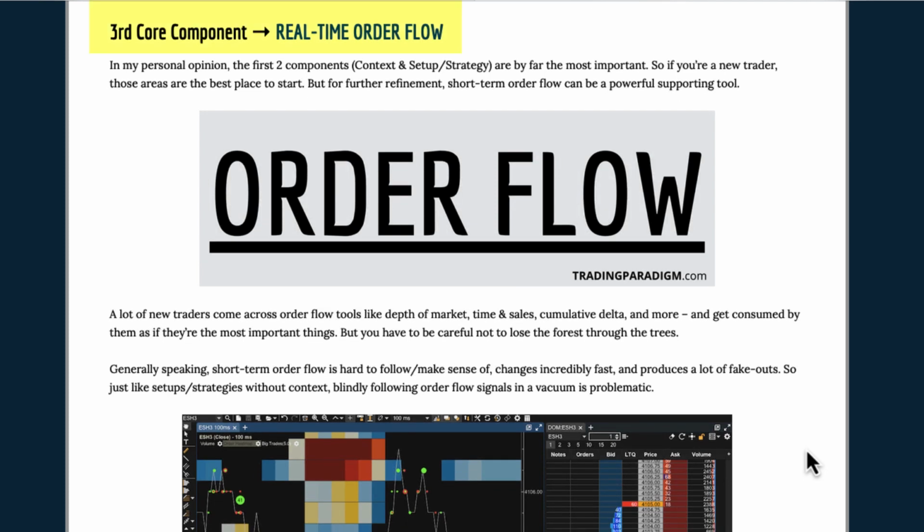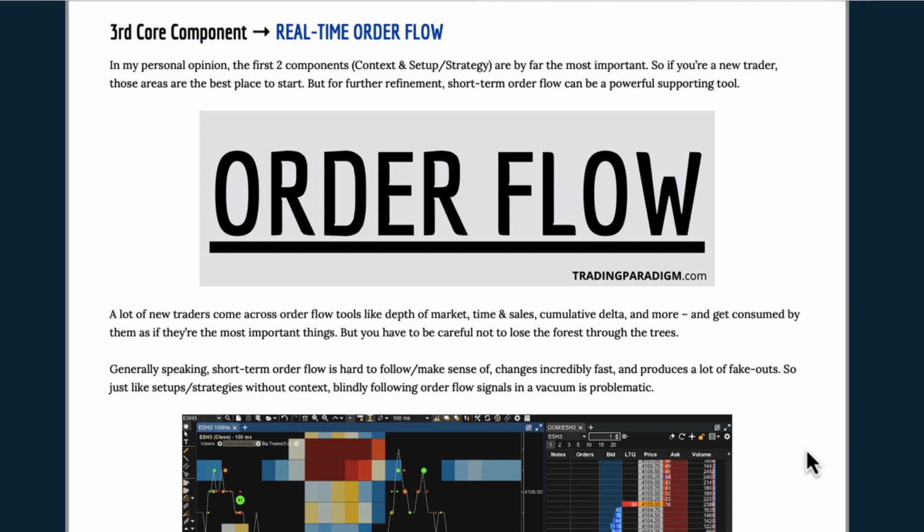The third component is short-term order flow tools like time and sales, level 2, cumulative delta, and more. And there are a lot of traders who would argue that this is the most important component because order flow that's happening right now is the foundation of market movement.